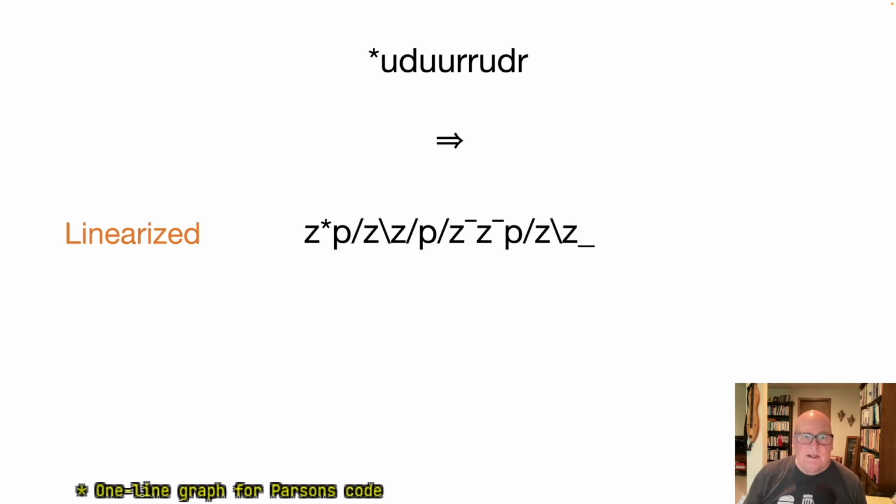We did a simple linearization so far. You can see the star and the slashes and the upper and lower bars. They correspond to up, down, and repeat. Then each character is preceded by Z for zero, P for positive, and N for negative. I don't have any negatives in there, but it would mean it goes down two levels.